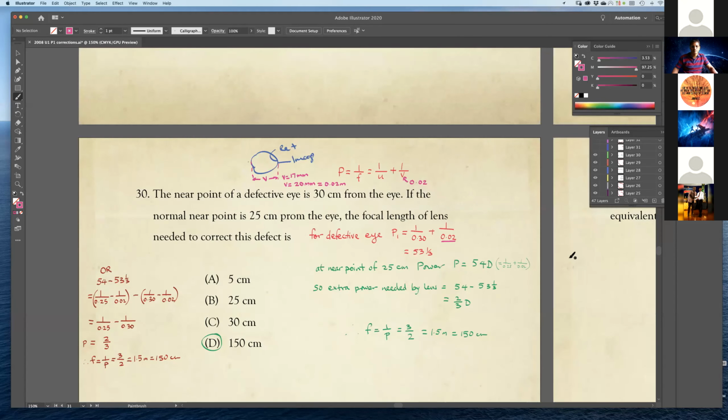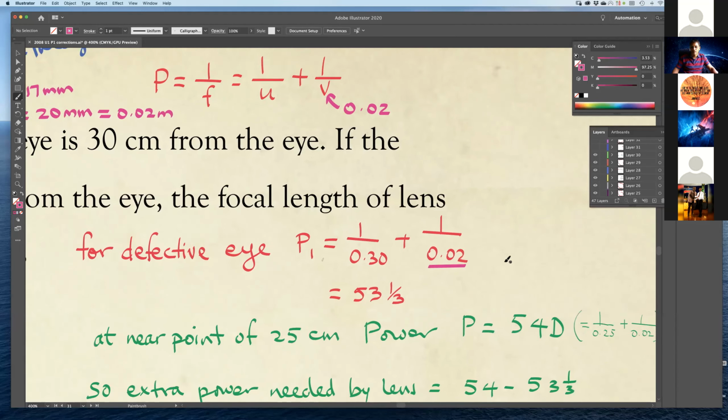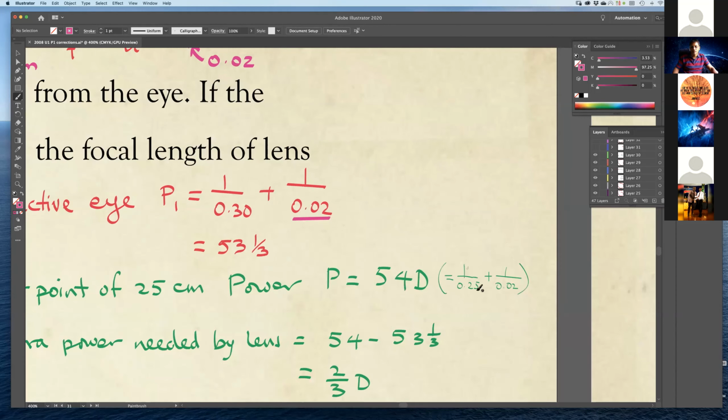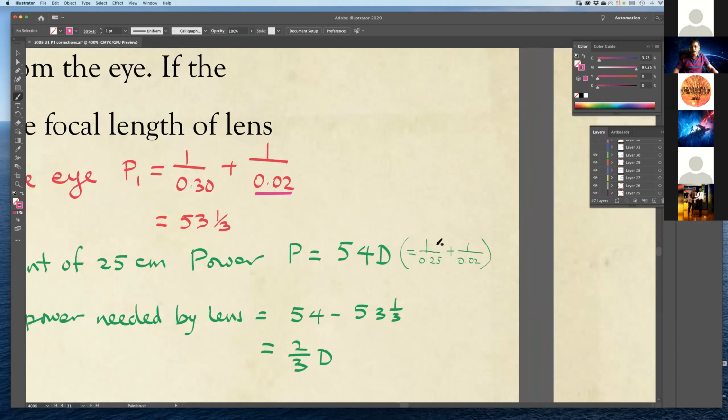So what about it? What is underneath the red image? Right, sir, and where I got the 54, I can show, I have that right here. Yeah, but then why am I subtracting? This is where I have the 54. This is how you get the 54. For the normal eye, right? This 54 is for the normal eye.